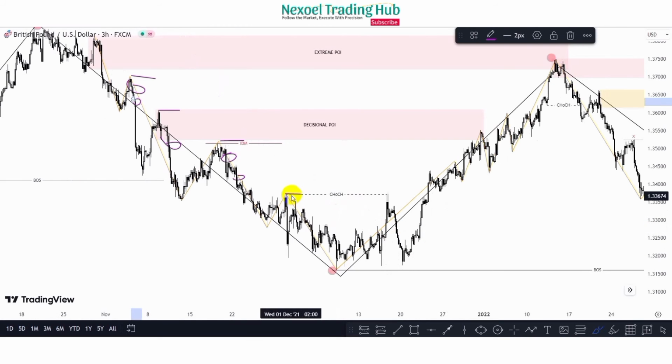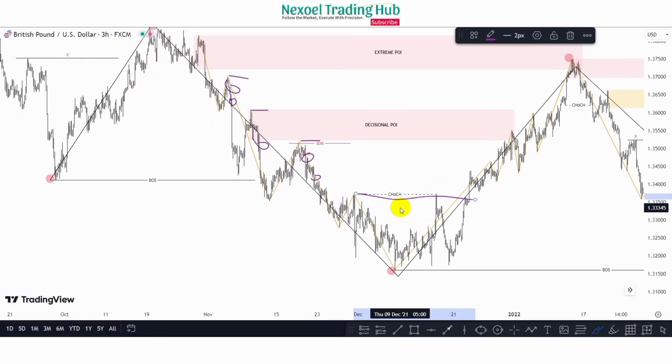So once some traders see this change in market character, they now possibly assume this is a reversal in the market. But this is not a reversal, because from the higher time frame, you would notice that we are having a bearish market condition. So this is just a pullback leg to come mitigate the decisional point of interest that we spotted out in the daily time frame, or to come mitigate the extreme point of interest.